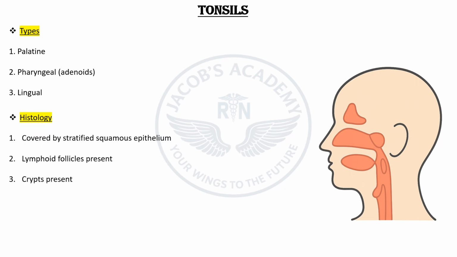Next, we can see the histology of tonsils. Tonsils are covered by stratified squamous epithelium. They contain lymphoid follicles, which are rich in lymphocytes. Crypts are present, which increase the surface area for antigen exposure. Next, we can see the function. Tonsils act as the first line of defense against pathogens entering through the mouth and nose. So here is an image for identifying tonsils.